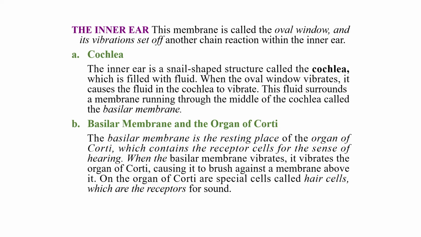The inner ear is a snail-shaped structure called the cochlea, which is filled with fluid. When the oval window vibrates, it causes the fluid in the cochlea to vibrate. This fluid surrounds a membrane running through the middle of the cochlea called the basilar membrane. The second part of the inner ear is the basilar membrane.